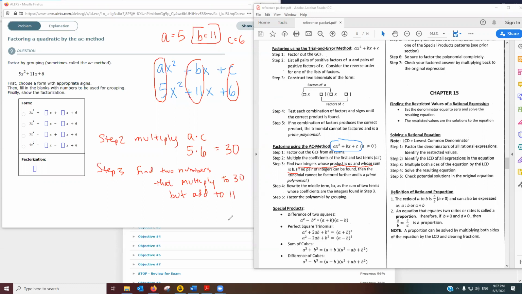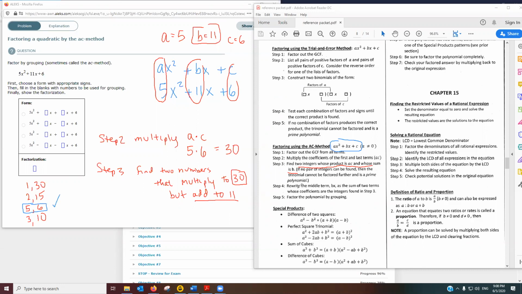So let me think about this. What are two numbers that multiply to 30? Let me list out all the possibilities. I could use 1 times 30, 2 times 15, 5 times 6, and 3 times 10. So these are numbers that multiply to 30. But which pair of numbers here add up to 11? Well, there's only one option. These numbers add to 11, so I know I want to use 5 and 6.